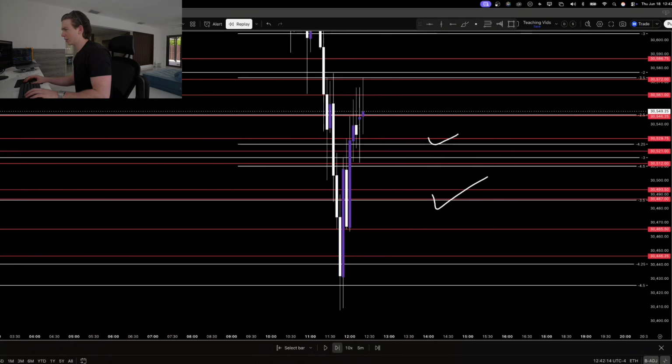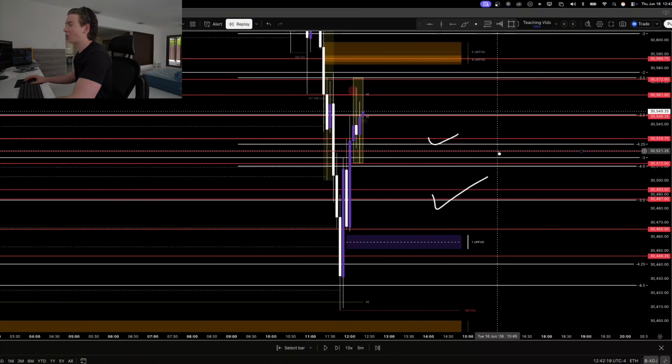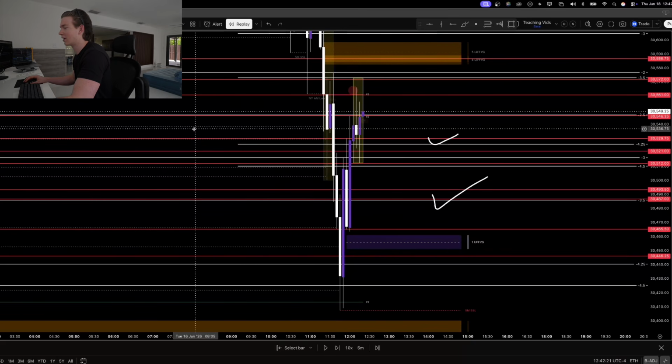Probably missed it at this point. Oh yeah, we missed that. Literally happened in the range that we were trimming it. So we saved ourselves a lot of pain in there just using this principle.